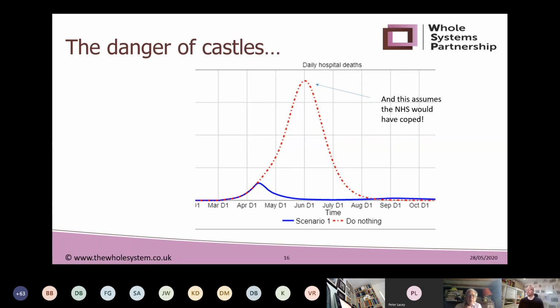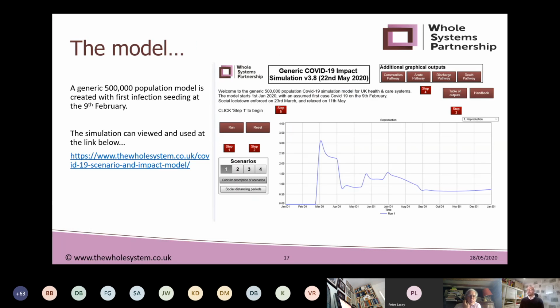But this is just to show the impact of the social distancing measures. The blue hump there is the April peak that we've just gone past. If we hadn't done anything, the peak would have carried on, and we would have had our peak in June, and it would have been significantly higher. You can play with the model online at the link there. It was a generic 500,000 population model, and we've seeded it from the 9th of February.